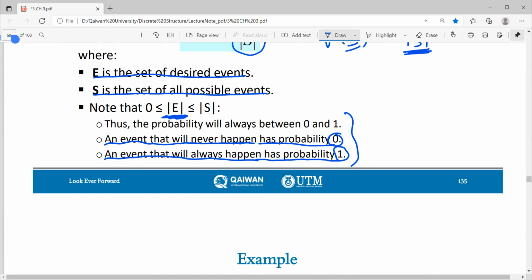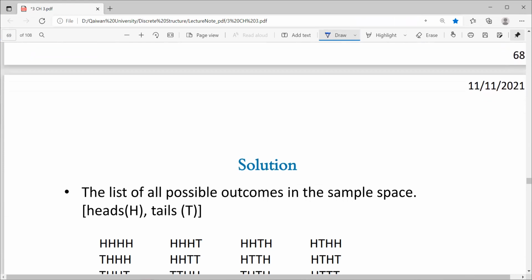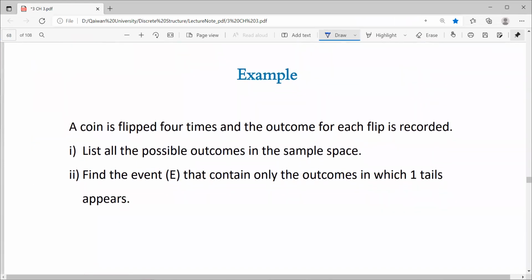So in this case, its probability is 1. Now you have some examples. So let's take a break, then we will continue. We now have some examples.